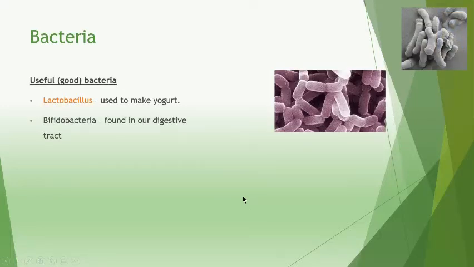Here are some useful and good bacteria. For example, Lactobacillus, which is used to make yogurt, and Bifidobacteria, which is found in our digestive tract. Good bacteria in our digestive tract help us digest food.